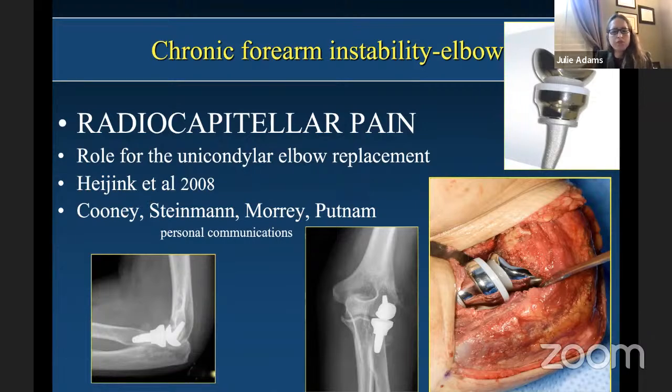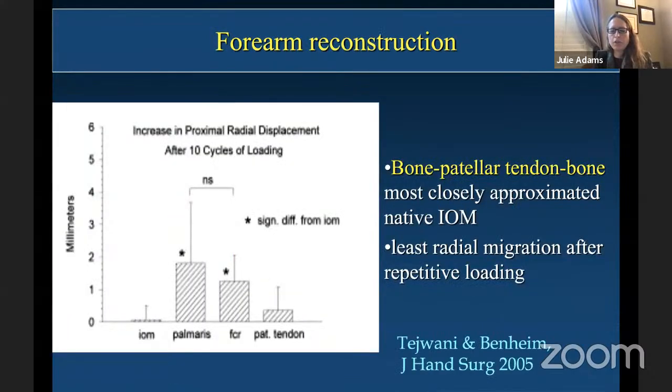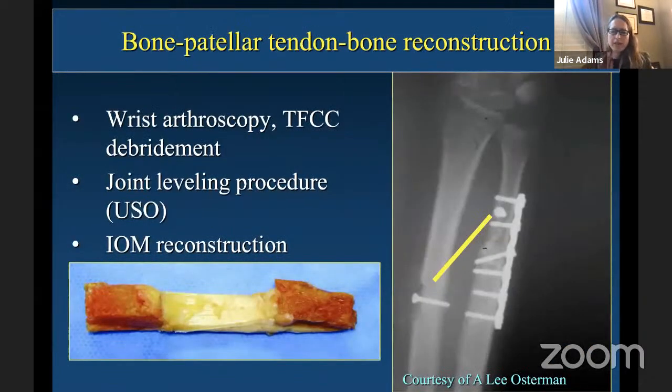At the forearm, there are a variety of different techniques to restore stability. Bone patellar bone tendon seems to closely reapproximate the native IOM. I like this for the chronic setting. I usually do a wrist scope, TFCC debridement, joint leveling procedure, and then do an interosseous membrane reconstruction.